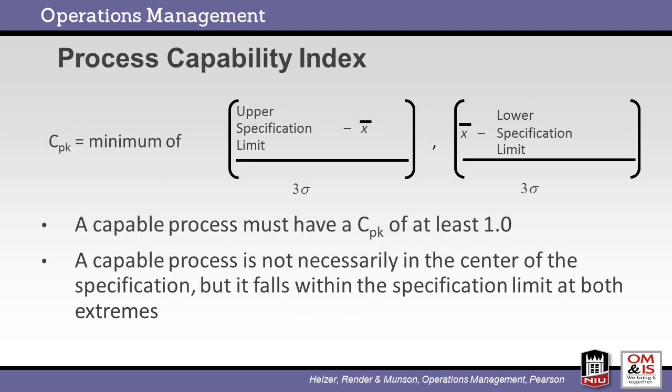The goal of the process capability index, CPK, is to be greater than or equal to 1. A CPK greater than 1 suggests that the process will create product that, while not centered, will fall within the customer specification.